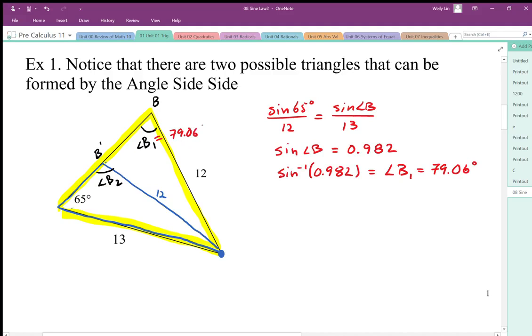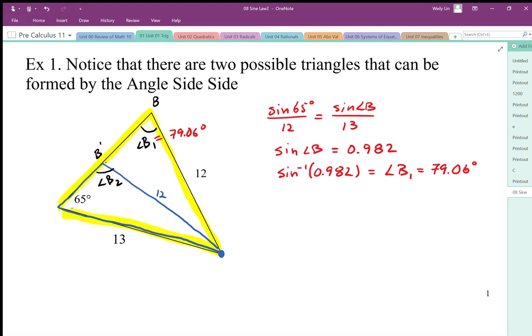and that kind of looks reasonable. It should be a little bit bigger than the 65 degrees because the opposite side is longer, so that looks reasonable. And it's certainly not going to be the obtuse angle that I drew here. So I have theta 1, my first acute angle, but how do I go about getting this other angle here?